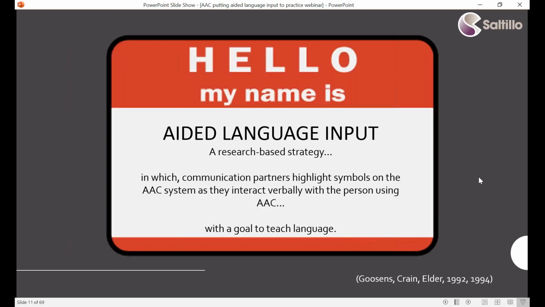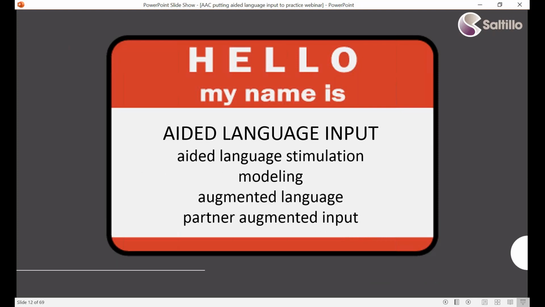Now, as far as what aided language input is, it is a research-based strategy. We know that it works through a variety of means, but it's when you as the communication partner are going to be interacting and doing what you normally do with our person using AAC. But in addition to that, you're going to be interacting and highlighting symbols on their system. So you're going to be doing all of that together, and the goal of all of this is to teach language.